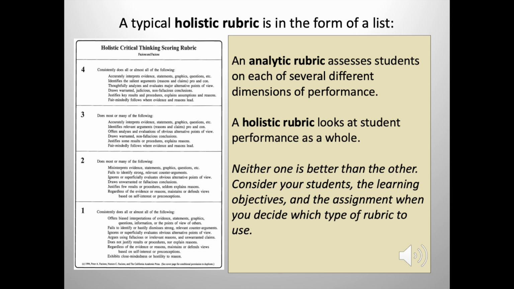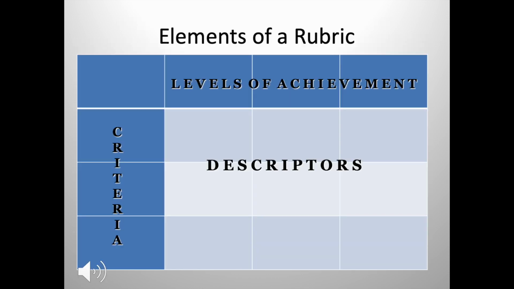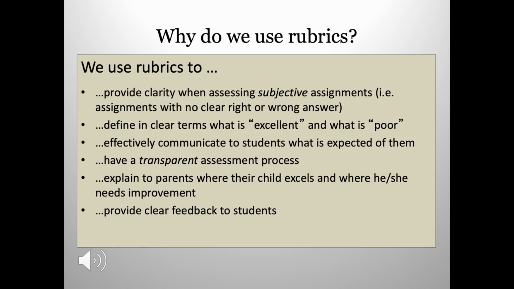Neither one is better than the other. Consider your students, the learning objectives, and the assignment when you decide which type of rubric to use. An analytic rubric always includes the following three elements: criteria or dimensions of performance, levels of achievement, and descriptors or standards. Use rubrics to provide clarity when assessing subjective assignments with no clear right or wrong answer.